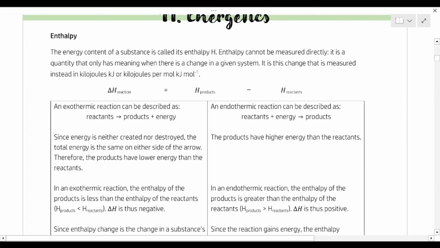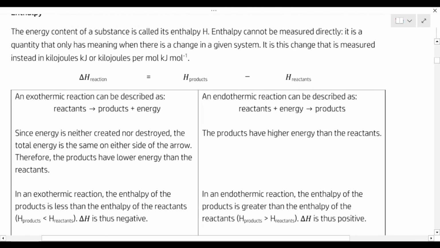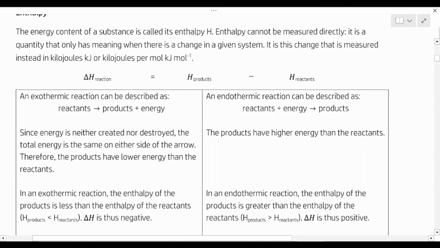So remember that we said for an exothermic reaction, energy is released. So as you can see here, you have the reactants yielding the products and energy is released. Now, by the law of conservation of energy, since energy is neither created nor destroyed, that means that the total energy is the same on either side of the arrow. So the total energy of the reactants has to be equal to the total energy of the products and that extra energy you give off. Therefore, the products have lower energy than the reactants.